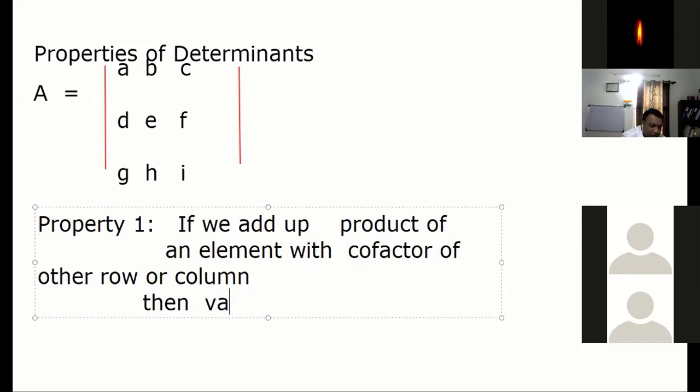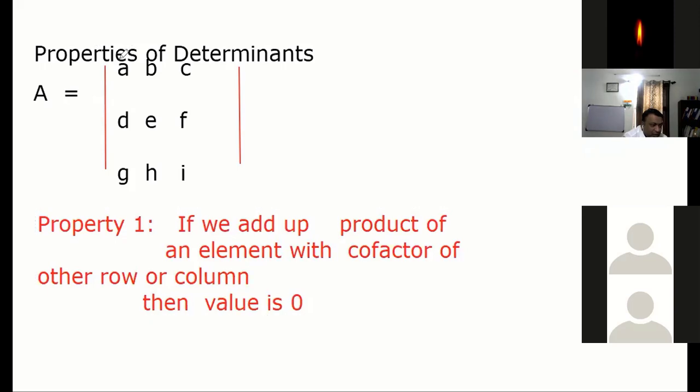Or I'll say the value is 0. Means what? Suppose you take the first element, A11. The cofactor is EFHI, but you don't multiply that element with it, you multiply with other rows. I'll give you an example. Suppose you are taking the first row, so the element is A.